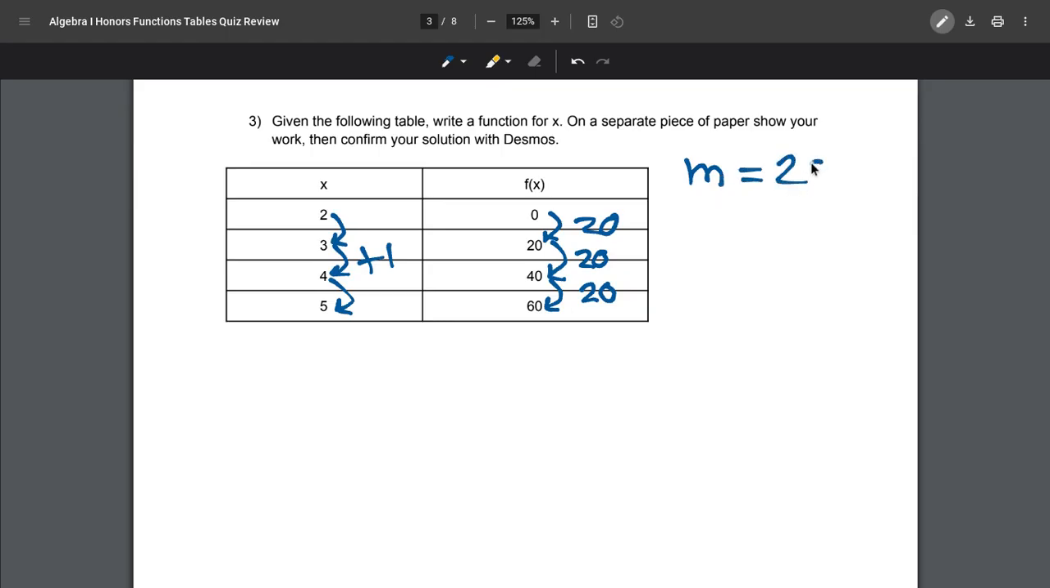But our b value, we don't have x equals 0 here, so we actually have to work back. So if we're at 2 and we're going to go back to 0, we would actually have to subtract 40, because remember, each jump of 1 in x goes up 20. So when you go backwards, for each x, you go back or subtract 20, and we're going back 2 on the x to go from 2 to 0. So we have to subtract 40 from 0 here. So b is negative 40.